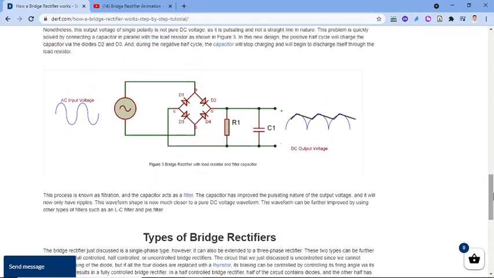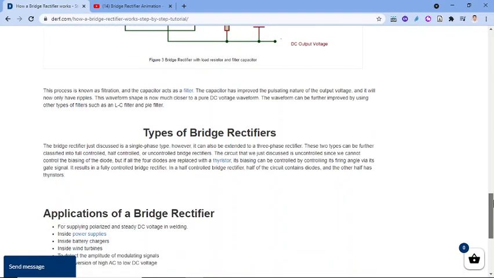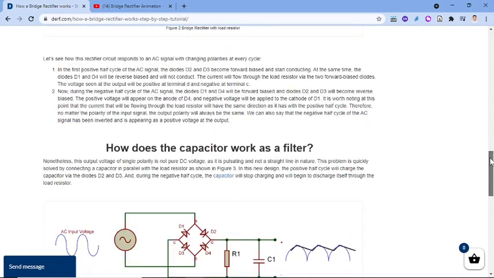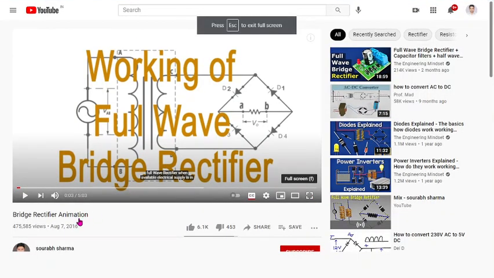waveform. So both circuits, this circuit and these circuits and both the waveforms, you have to write and you have to explain it very well. So now we will go to a video explaining the bridge rectifier. Okay.